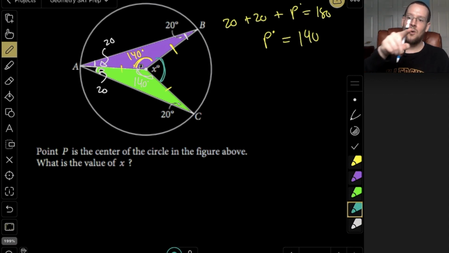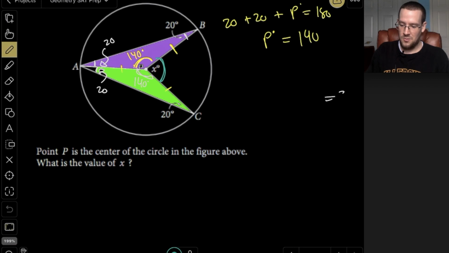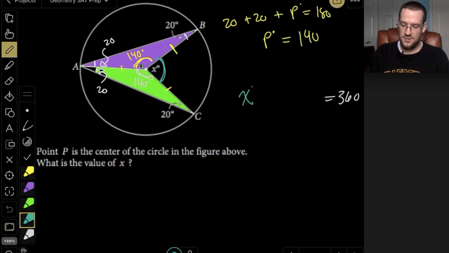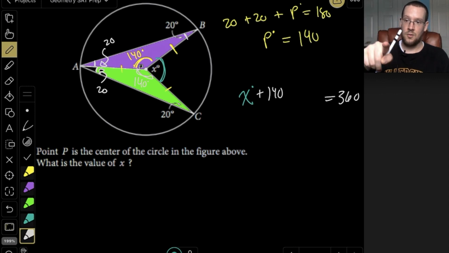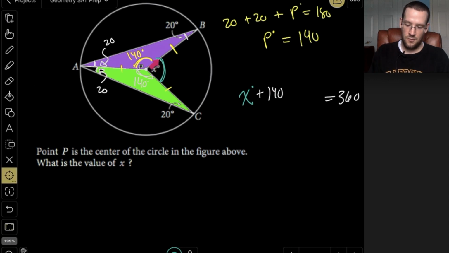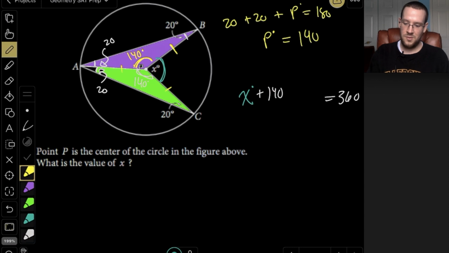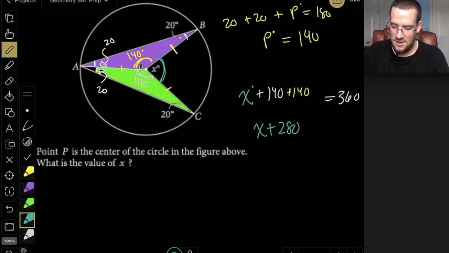What happens when you go all the way around the circle? Well, we know that the total way around the circle is 360. So I'm just going to throw equals 360 over here. So I know that angle x is here in blue, plus, I'm going to go clockwise, plus 140. So I'm kind of going around the circle here. This is a little circle in here, right? So blue piece plus white piece plus yellow piece is 360. So we have x plus 280 is equal to 360. And then simply subtract 280 from both sides.